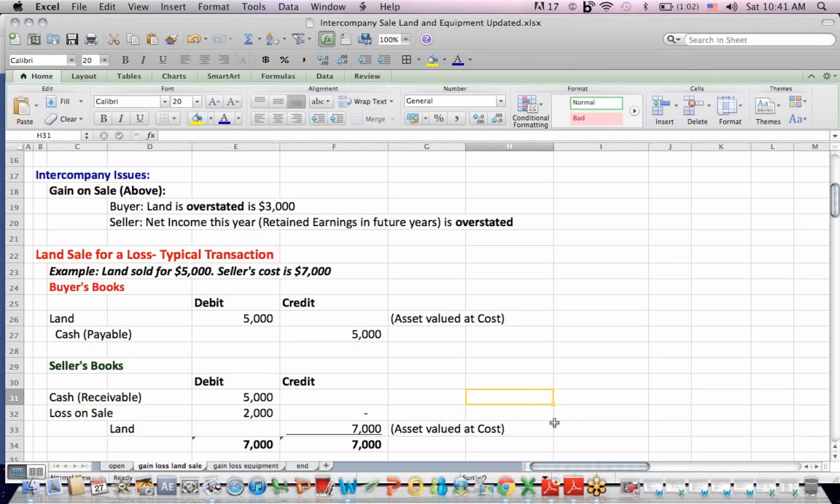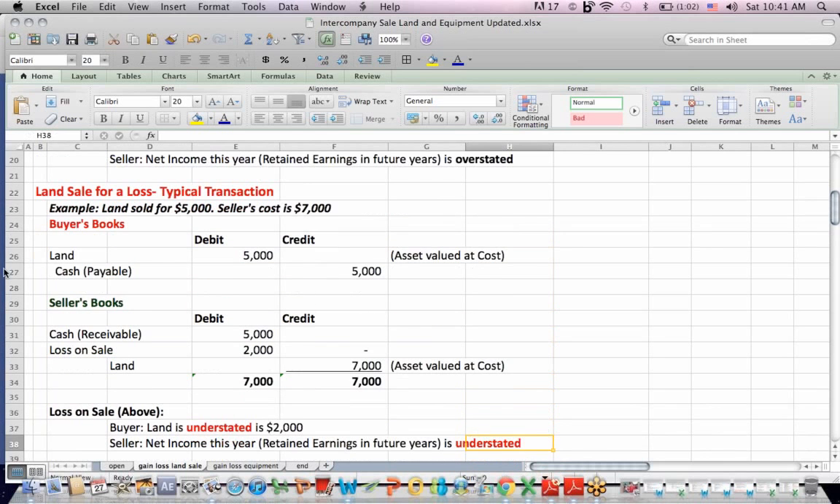What about a sale for a loss? In this case, the seller sells it for $5,000. The seller's cost was $7,000. The buyer puts an asset, land, on the books for $5,000. They pay cash or have a payable credit. Seller, on the other hand, gets cash in the door or a receivable for $5,000. They take land off their books at the seller's cost of $7,000. To make debits equal credits, we need a $2,000 debit, and that debit is to loss on sale.